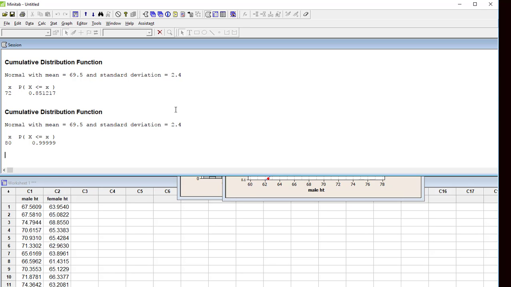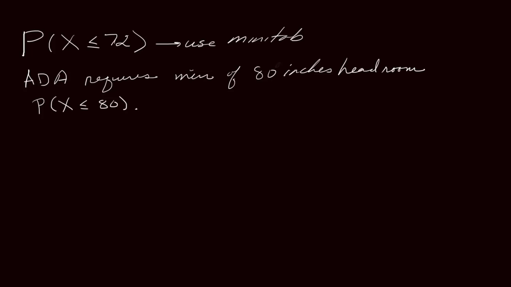That's just to say 99.9% of the male population is less than 80 inches tall. And so, of course, we know then, since the females tend to be shorter, that the females, at least 99.9% of the females, would be just fine with 80 inches of headroom.